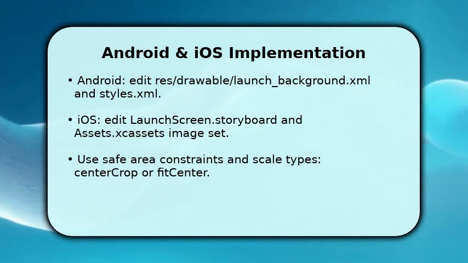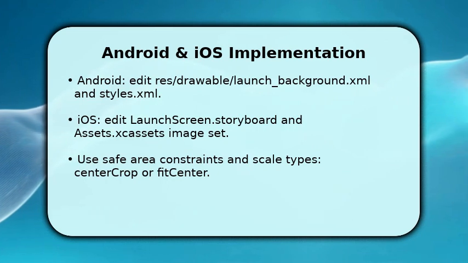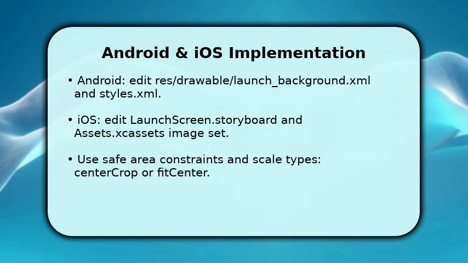On iOS, open Runner in Xcode, update launch screen storyboard by adding an image view tied to an assets Xcasset set and set constraints for all device sizes. Make sure to pick appropriate content mode and scale options. This ensures consistent display across devices.